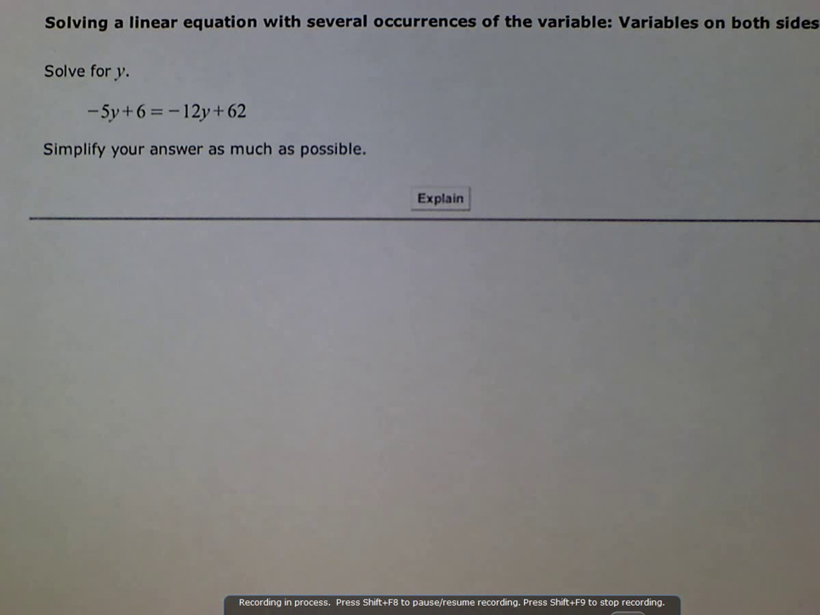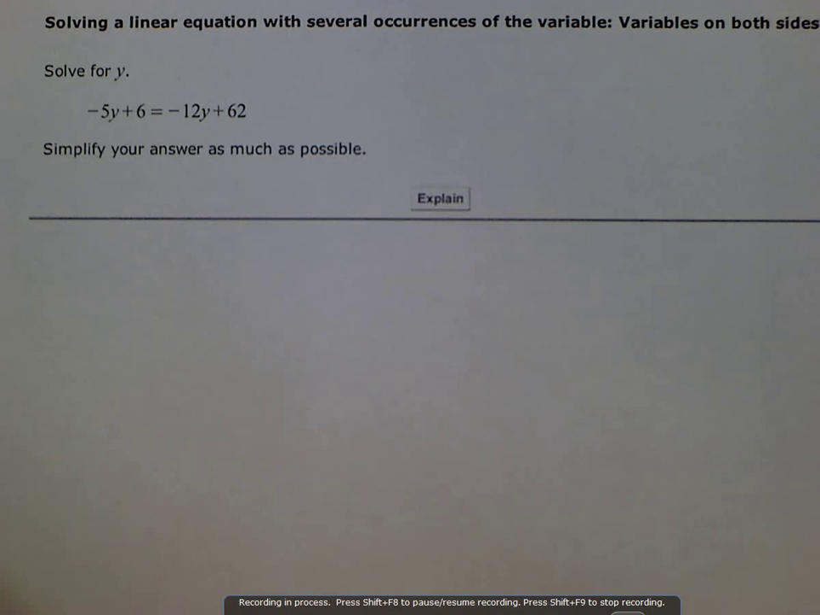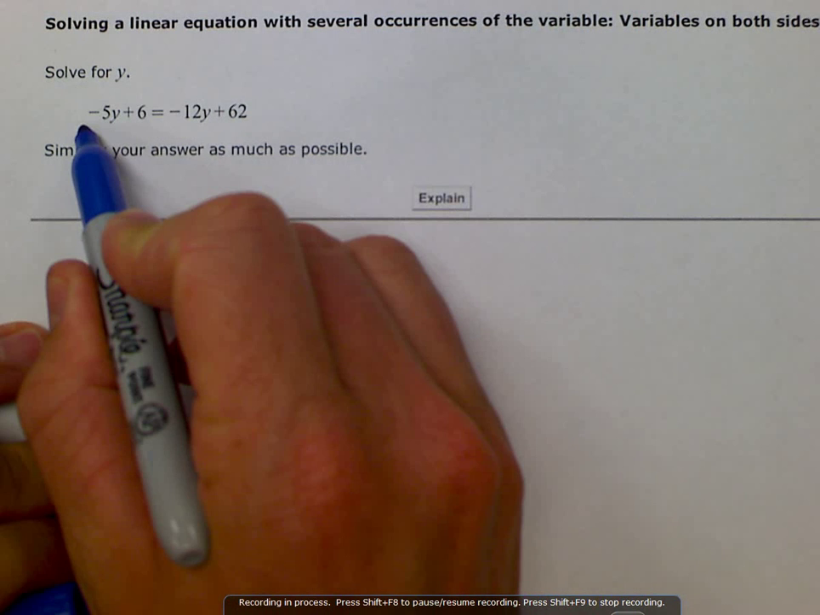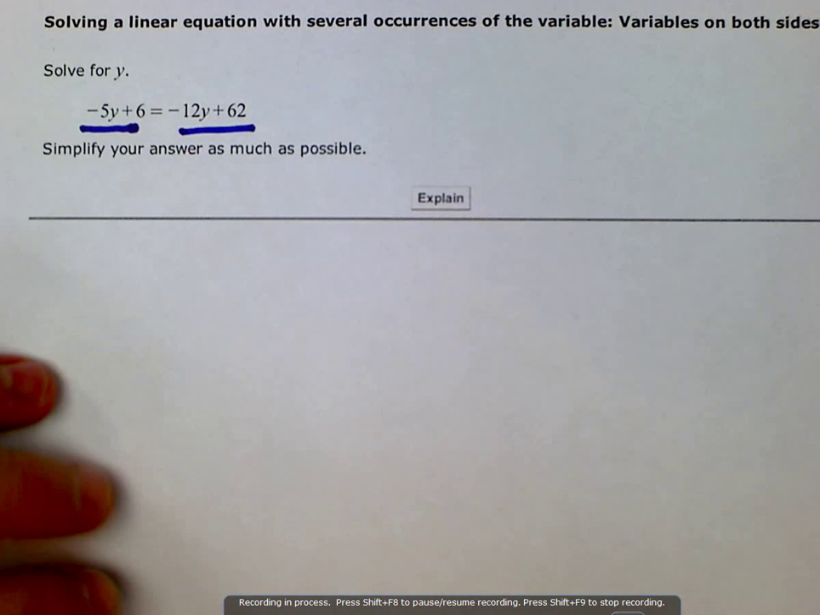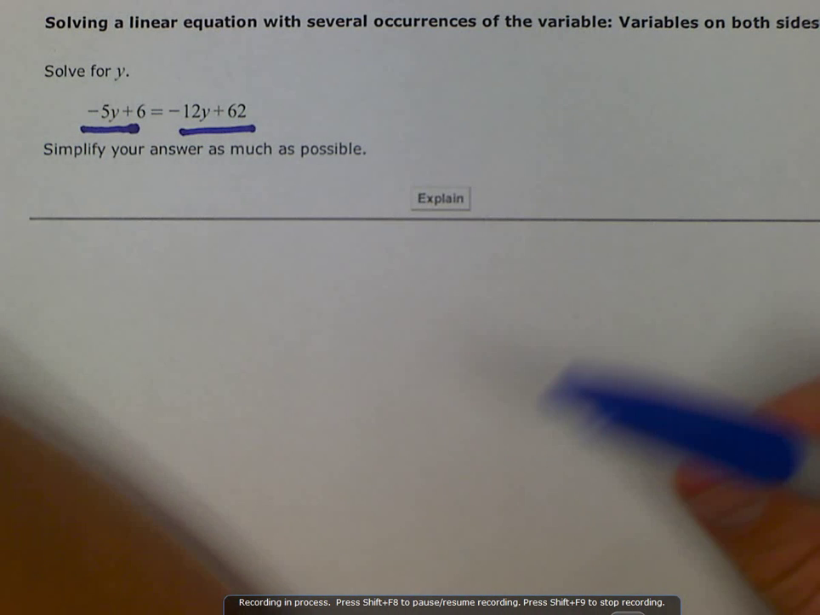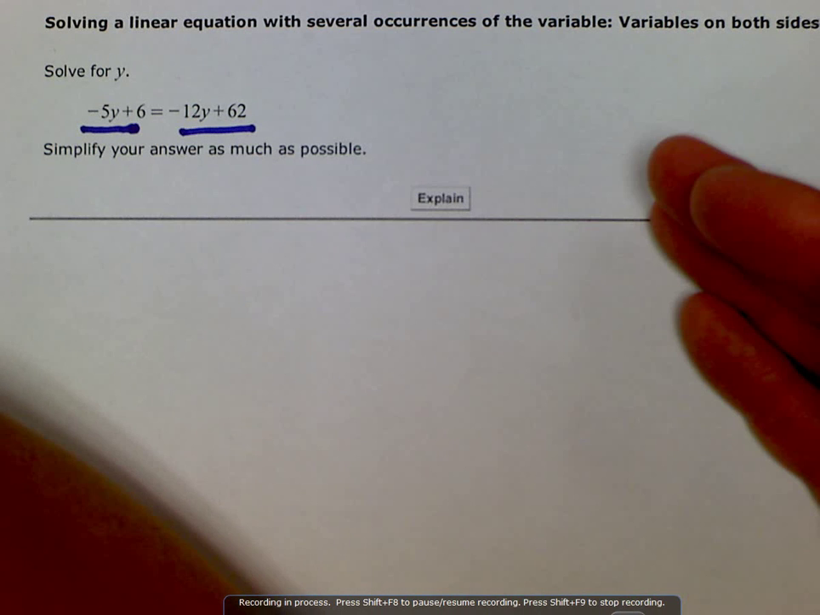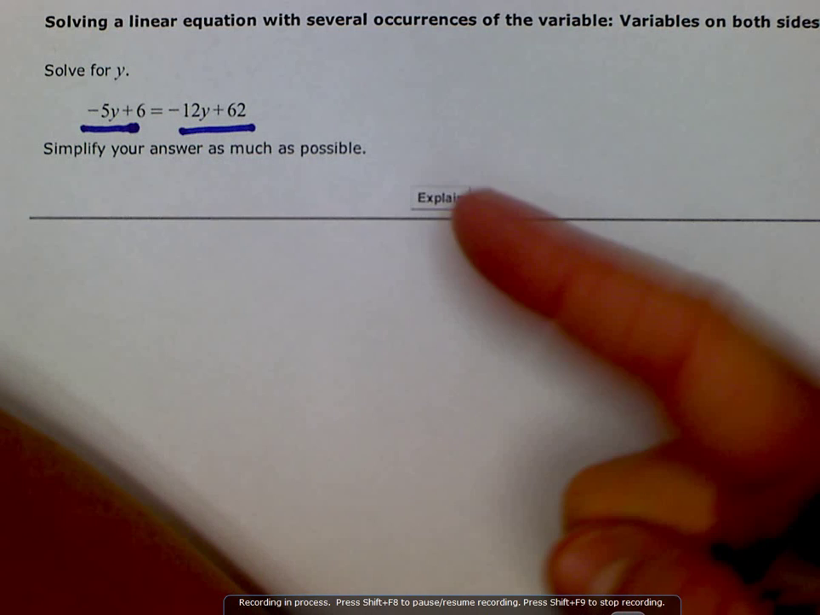Here we're being asked to solve a linear equation with several occurrences of the variable, and they have variables on both sides. So anytime we have an equation, just as a reminder, remember that it's saying that the left side is equal to the right side in numerical value. And in order to maintain the integrity of this equation, whatever we do to one side, we have to do to the other. But before we start moving things around, step one, simplify both sides of the equation.